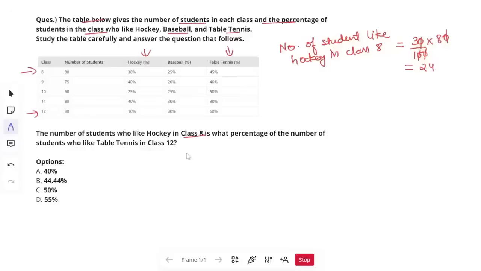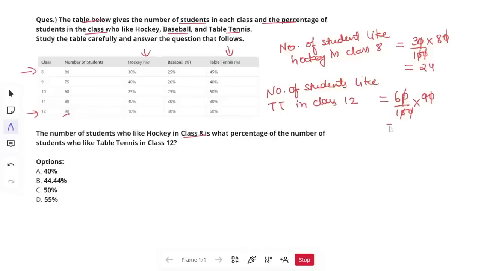Let's see the next thing. What percentage of the number of students who like table tennis in class 12? For that also, let's find out the number of students who like table tennis and are in class 12. This is the thing that we need to find out. If you see, class 12 and table tennis is 60%. So what we will find out is 60% of total students in class 12, which is 90. So 60% we can write this way, 60 upon 100 into 90. The zeros will cancel with zeros. We will be left with 6 9s are 54, right? So now we have the number of students.